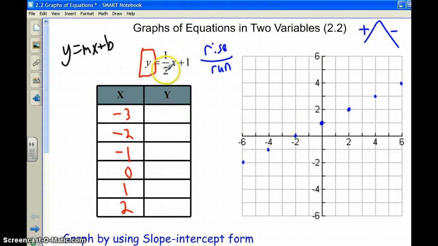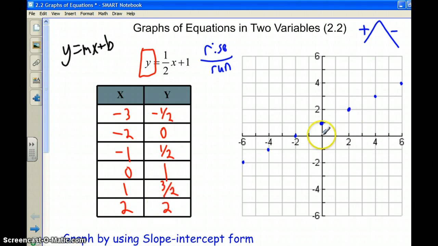You can say 1/2 times -3 is -3/2 plus 1 is -1/2. -2 is -1 plus 1 is 0. -1/2 plus 1 is 1/2. Maybe you're seeing a pattern here. Plug in a 0, you get 1. See, -1/2, 0, 1/2, 1. This would be 1.5 or 3/2, and this would be 2.